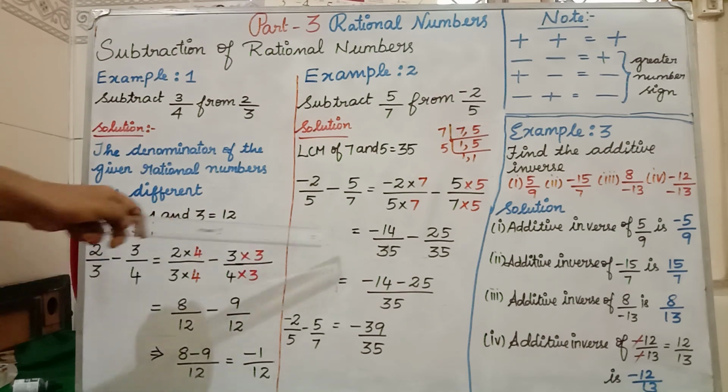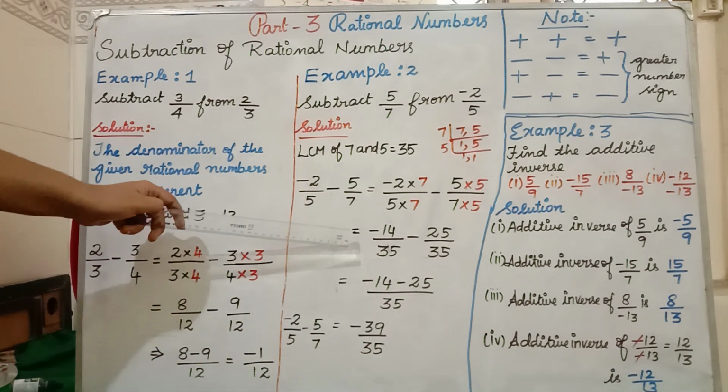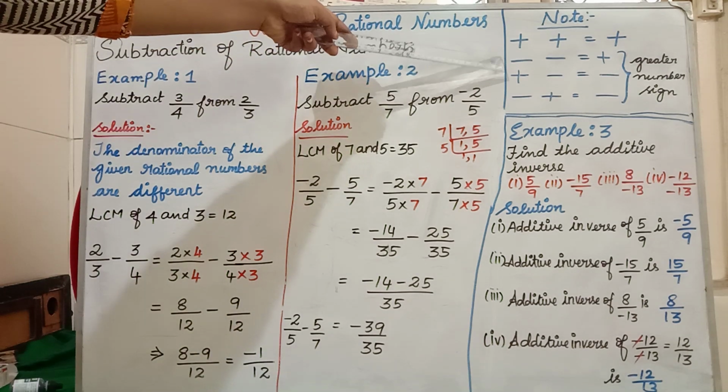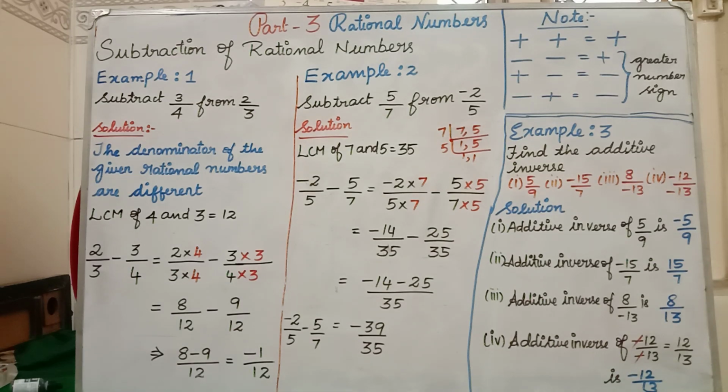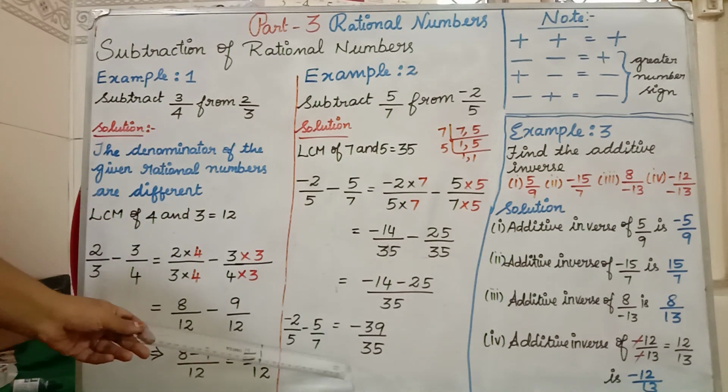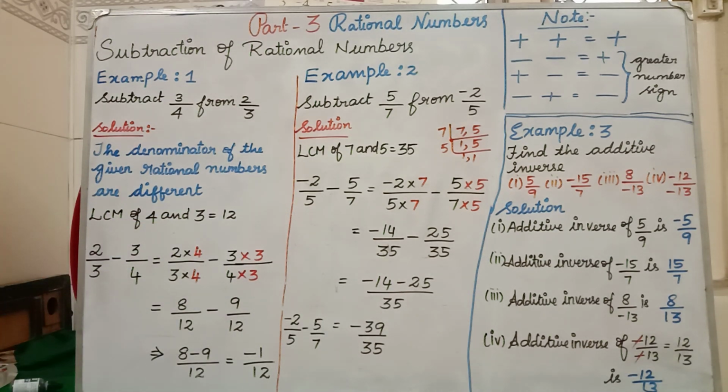Afterwards, what? We have to write one denominator, 35. Here minus 14, here minus 25. Both are minus, so it will come under the second note. Both are minus means we have to add the numbers. 14 plus 25 is what? 39. After adding, what do we have to do? Which is the greater number among 14 or 25? 25 is the greater. So for that we have the minus sign. So our answer is minus 39 by 35.